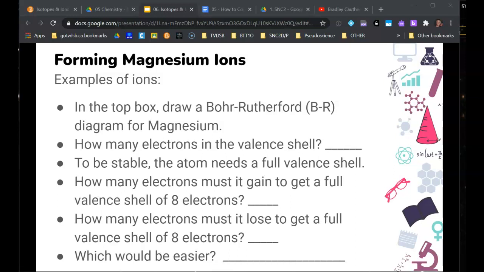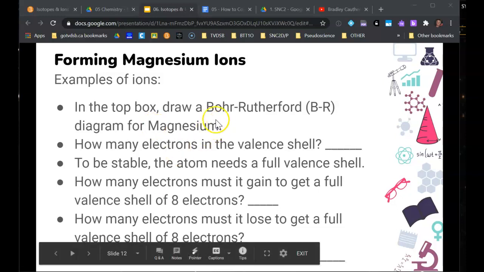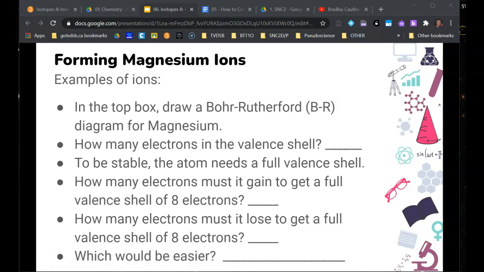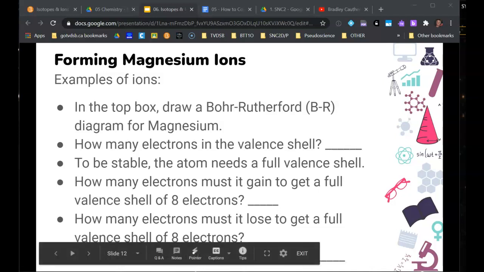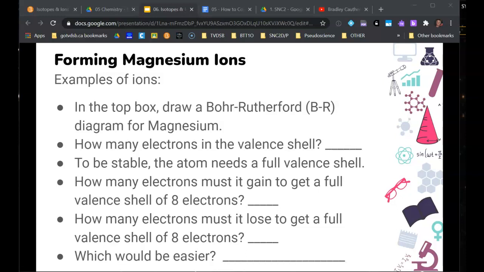Now, here's what we're going to do. We're going to draw a couple of diagrams here, but we're going to cheat. Now, in the instructions, I tell you to draw a Bohr-Rutherford diagram, but we've already learned that you don't have to draw Bohr-Rutherford diagrams anymore. Bohr-Rutherford diagrams aren't necessary because now we know how to do a Lewis dot diagram. So here's what we're going to do. We're going to draw a Lewis dot diagram for magnesium. So on your handout, there's a box. There are a couple of boxes on the right-hand side.